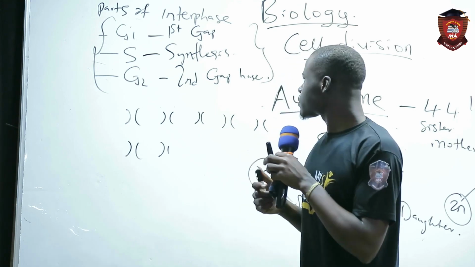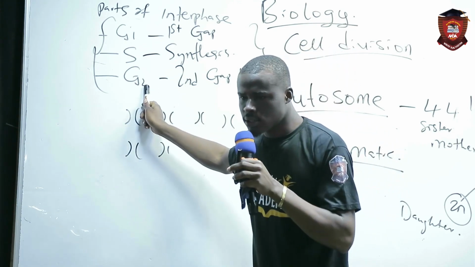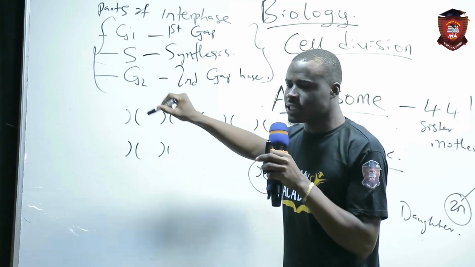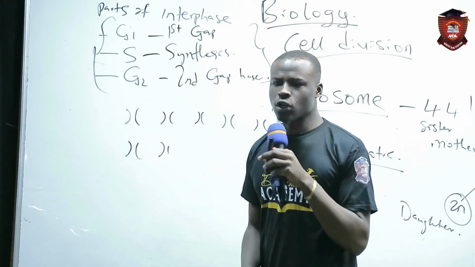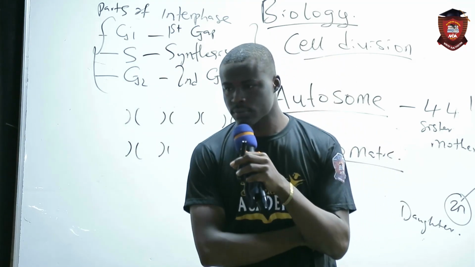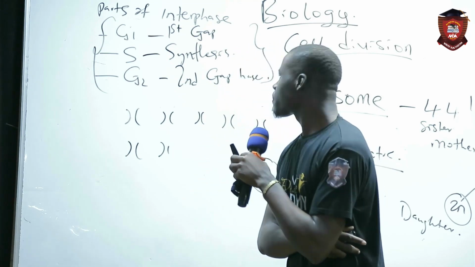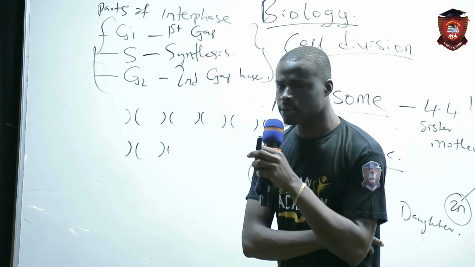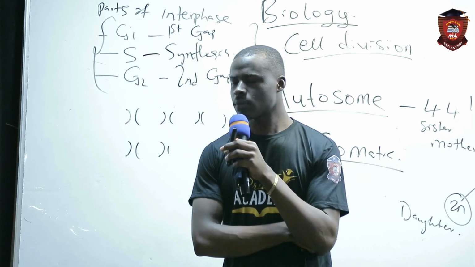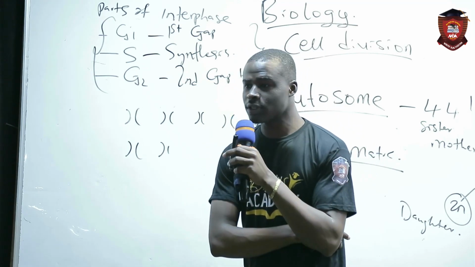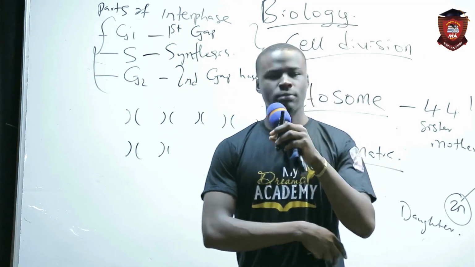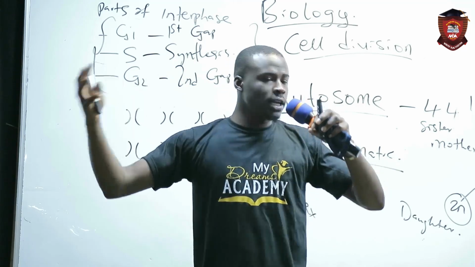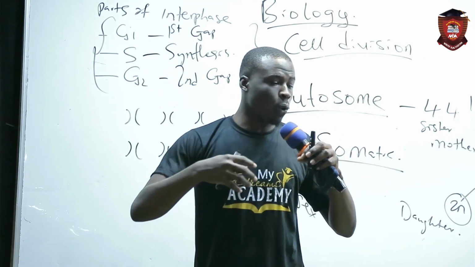So class, can we mention the parts of interphase again? G1, S phase, and G2 phase. So what happens in G1? What happens in S phase? What happens in G2? The cell increases, grows, and prepares to divide.